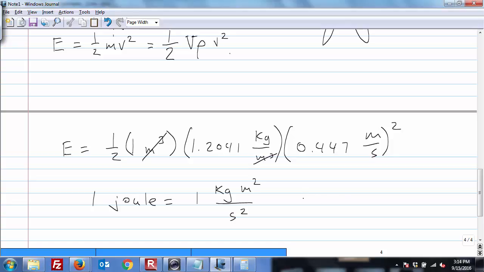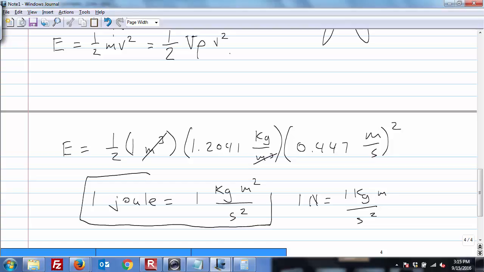And then let's see, what's the definition of 1 Newton? 1 Newton just equals 1 kilogram meter per second squared. So it's the equivalent of about 100 grams of mass. 100 grams of mass weighs about a Newton. Okay, so that is in fact the definition of 1 joule. 1 joule of energy is 1 kilogram meter squared per second squared.